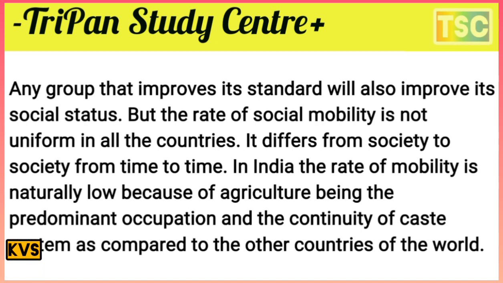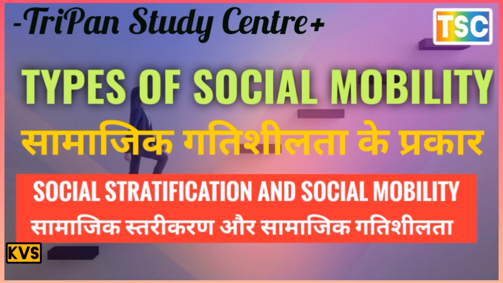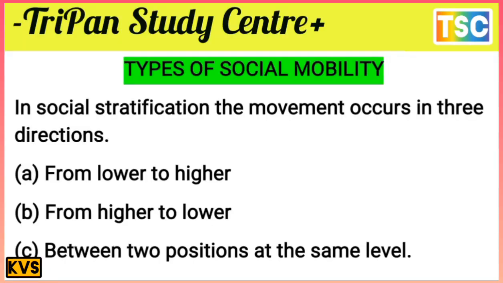The types of social mobility, that's important here. In social stratification, the movement occurs in three directions. First, from lower to higher, from higher to lower, and between two positions at the same level. You know that there are three directions here: lower to higher, higher to lower, and between two positions at the same level. That's an important direction.